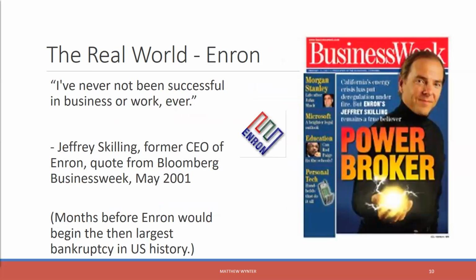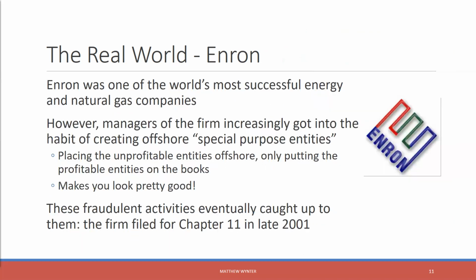Enron, this was, to its point, the largest bankruptcy in US history. So this is a quote from Jeffrey Skilling, the former CEO of Enron in 2001. "I've never not been successful in business or work ever." Obviously, I wouldn't be telling you about this case unless things took a turn. So a few months later, Enron would actually file for Chapter 11.